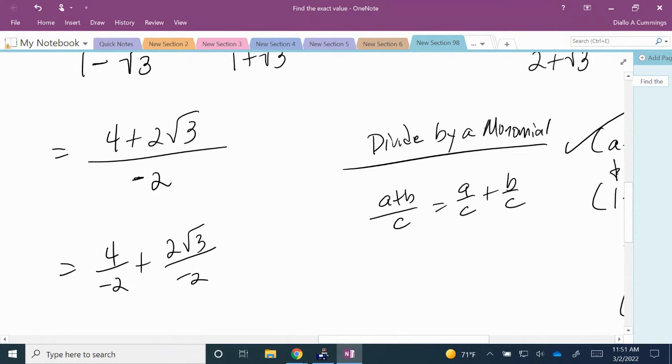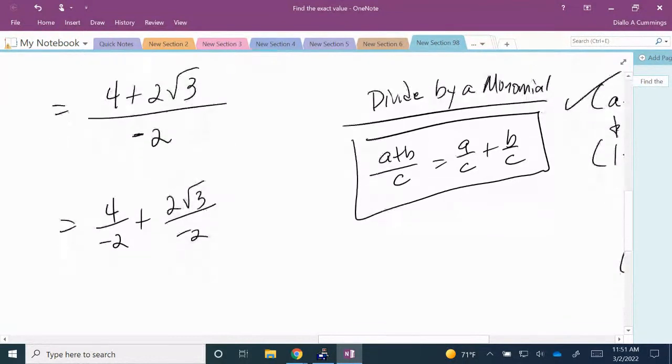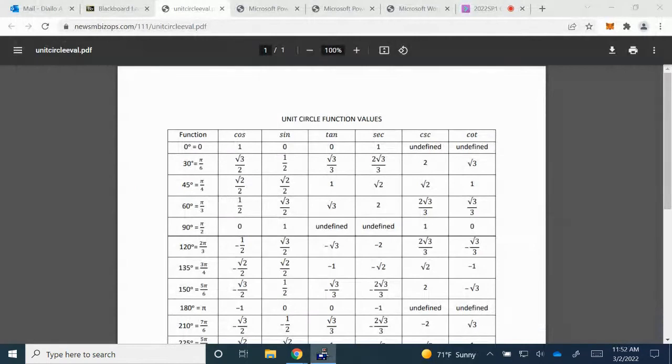Now, one thing you don't want to do in this case is just straight cancel, because that violates our formula. Notice I'm splitting it up first, and now I'm going to reduce. So 4 divided by negative 2 is negative 2. A positive divided by a negative is a negative.